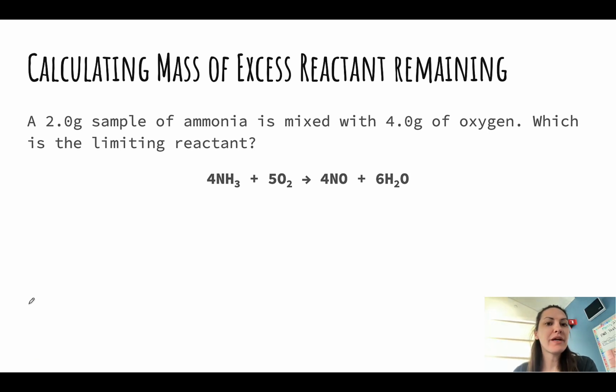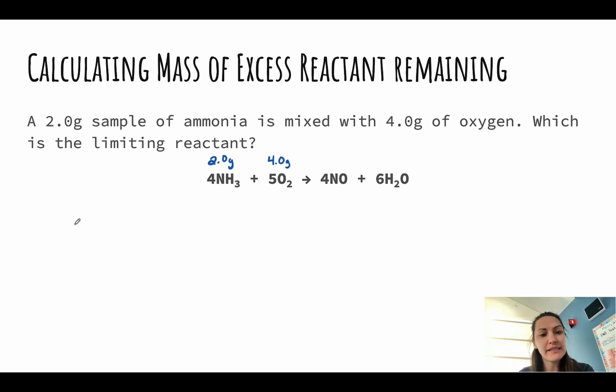All right, so today we're going to be learning about how to calculate information about the excess reactant remaining. This is part of our learning about limiting and excess reactants. Our problem says, if 2.0 grams of ammonia is mixed with 4.0 grams of oxygen, which is the limiting reactant?